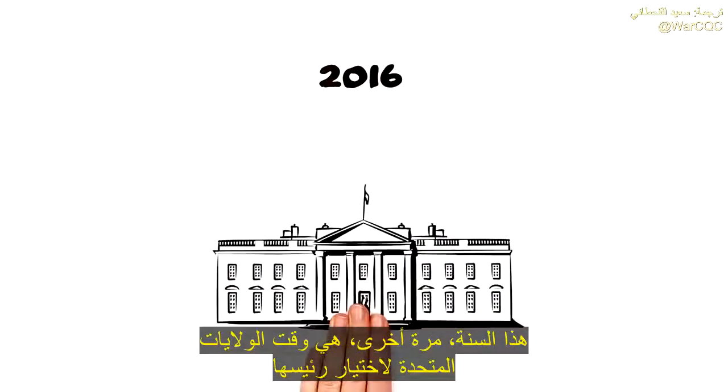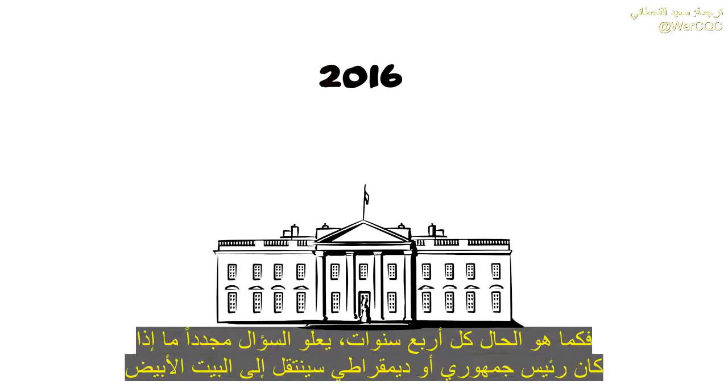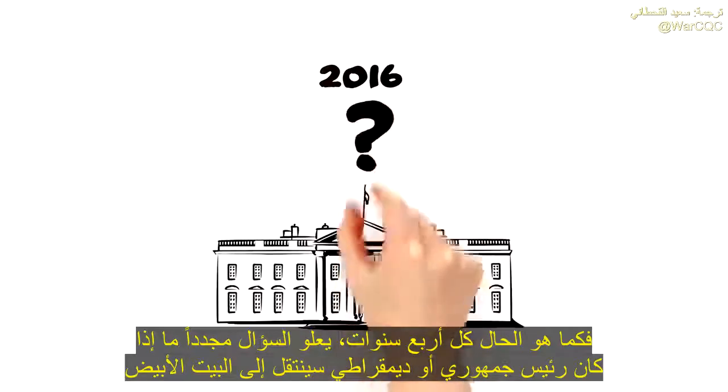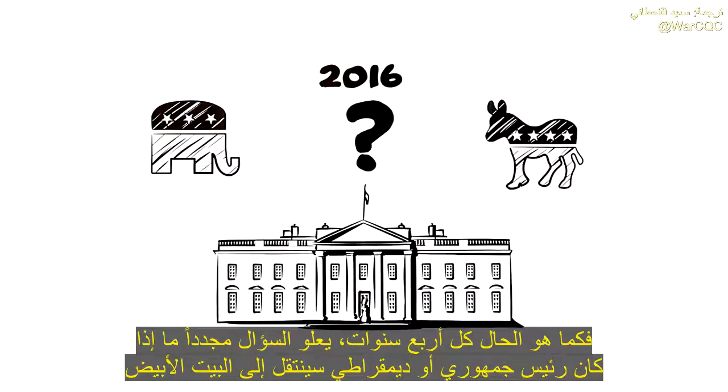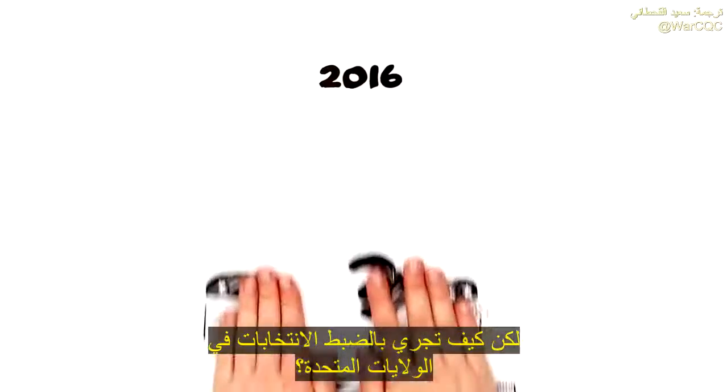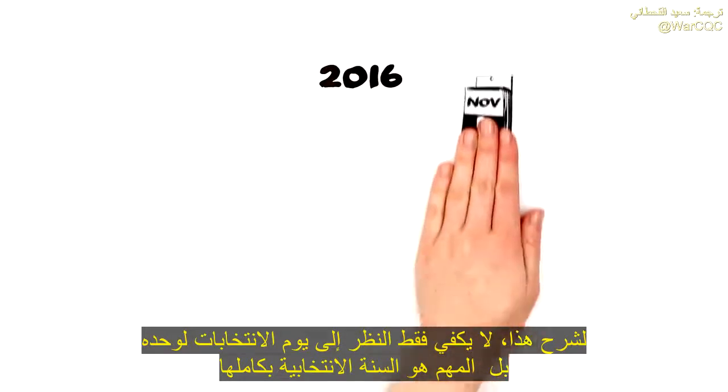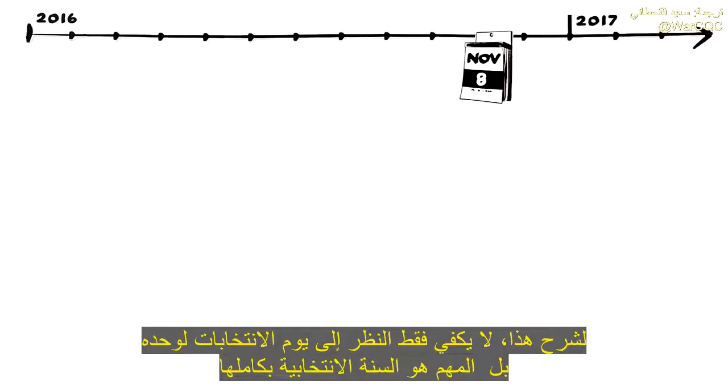This year, it's once again time for the U.S. to elect its next president. Just like every 4 years, the question arises again whether a Democrat or Republican will be moving into the White House. But how exactly does the election work in the U.S.? To explain this, it's not enough to simply look at a single election day. It's the entire election year that's important.